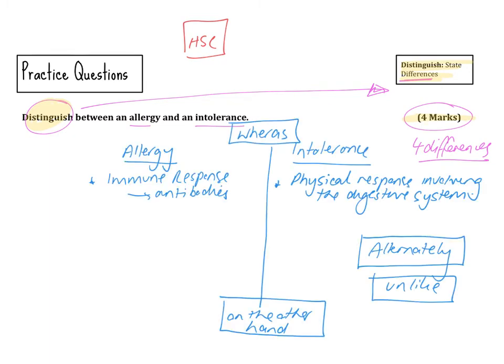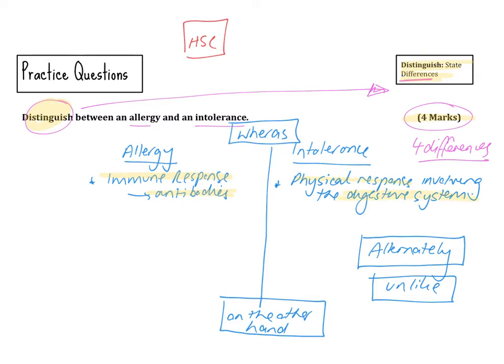So to start with, I've just drawn up a little table to map some of the content to the question. One of the key differences between an allergy and an intolerance is that an allergy is an immune system response that involves the release of antibodies to try and kill the particular protein in the food. On the other hand, an intolerance is not an immune response. It is a physical response that involves the digestive system, so antibodies are not released.